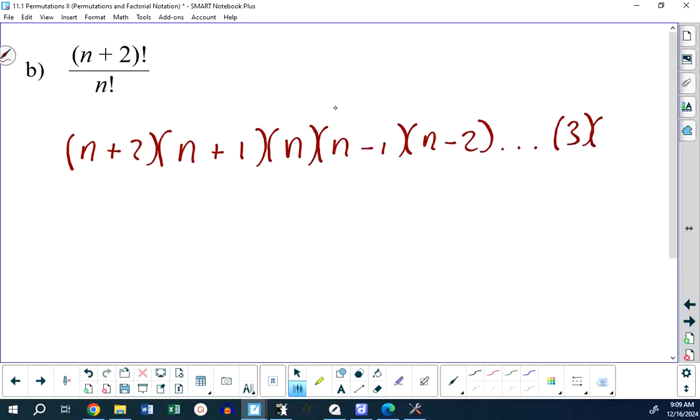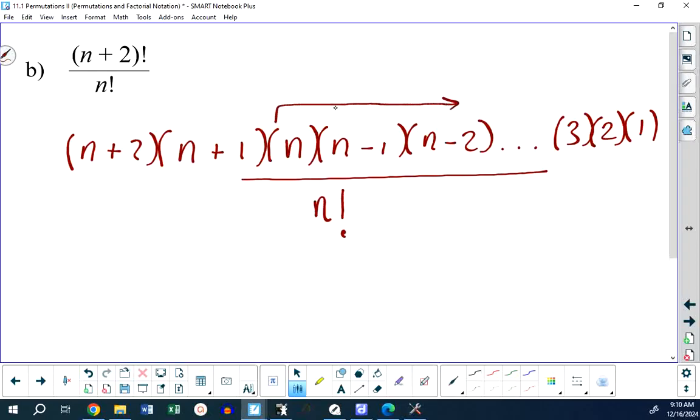And again, I really like writing this 3 times 2 times 1. And we all know you don't need to write 1, right? Mathematically, it doesn't matter, but I like it. And then on the bottom, we have n factorial. Well, this is n factorial. So this whole thing cancels, and you're left with that statement.